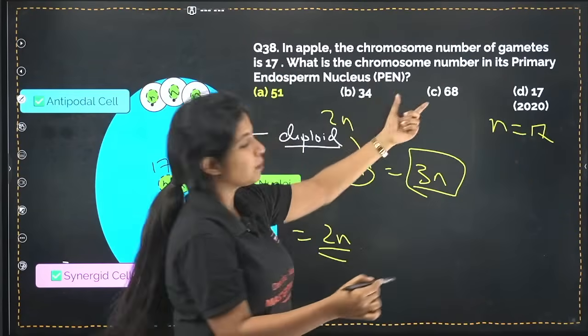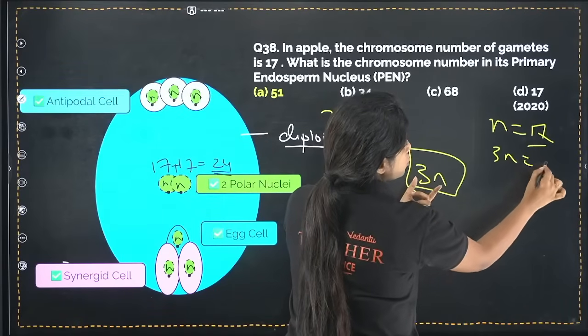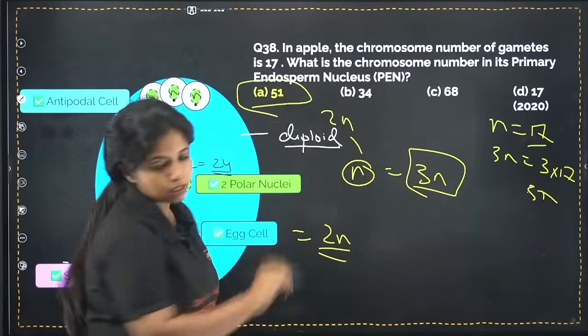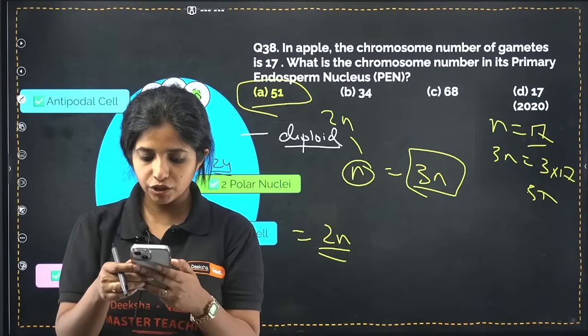What is going to be there in primary endosperm nucleus? It is triploid, right? So 3n is equals to what? 3 into 17, and that is going to be 51. The answer for this is going to be A. Got it?